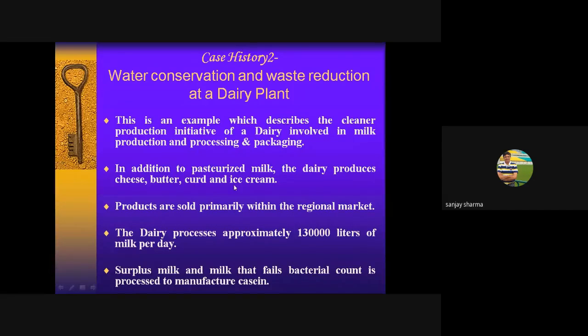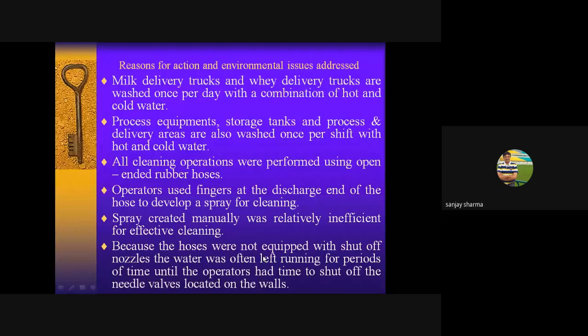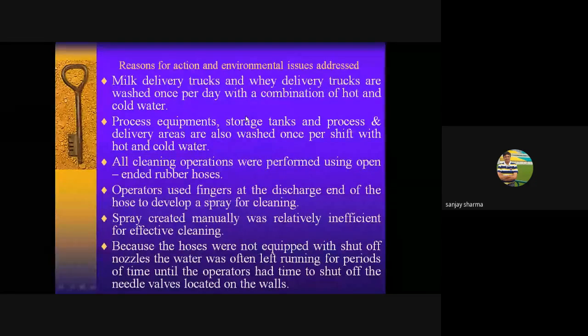In addition to pasteurized milk, the dairy makes products like cheese, butter, etc. Products are sold in the regional market. The plant processes approximately 130,000 liters of milk per day. The surplus milk and milk that fails the bacterial count is processed to manufacture other products. And the reasons for action and environmental issues addressed were the milk delivery trucks.